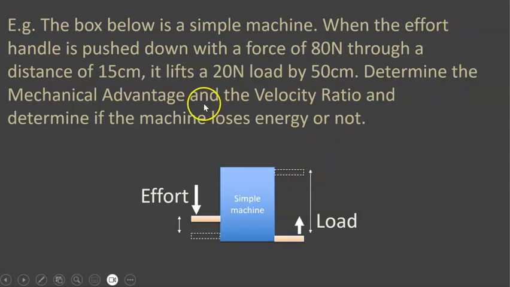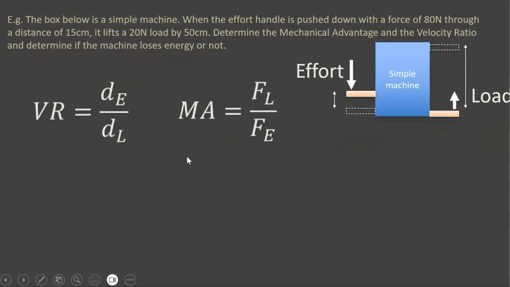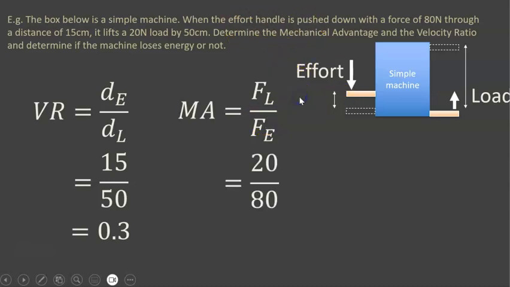So we want to determine the mechanical advantage and the velocity ratio, and then let's have a look, we'll compare those and see if there's any energy which is lost or not. So for my definitions, velocity ratio straight from the question here, no worries. 15 centimeters going down, 50 centimeters going up, the velocity ratio is equal to 0.3. The mechanical advantage, again from the information in the question there, a 20 newton load is raised by an 80 newton effort. So 20 over 80 is 0.25. So 0.3, 0.25, they're not the same.